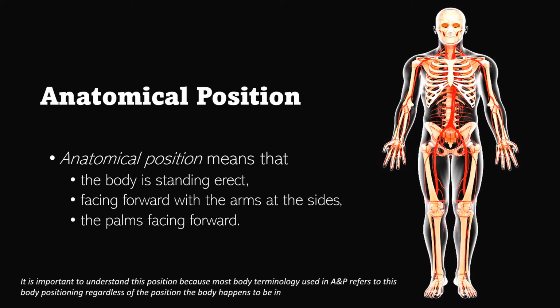Why is it important to understand this position? It is important because most body terminology used in anatomy and physiology refers to this body positioning, regardless of the position the body happens to be in. So if you are going to explain something using anatomy and physiology, you need to assume that the body is in anatomical position, which means the body is standing erect, facing forward with arms at the side and palms facing forward.